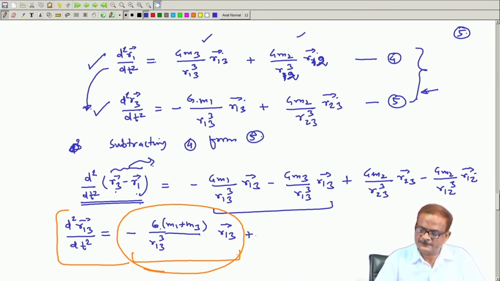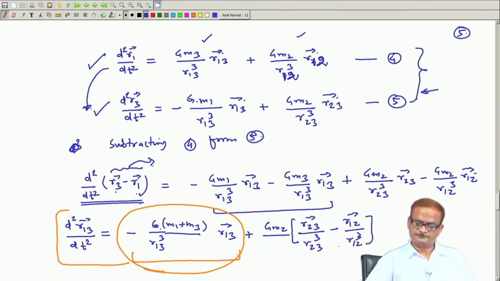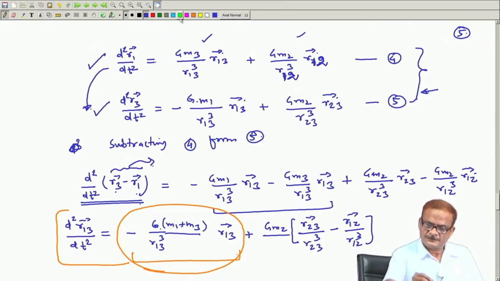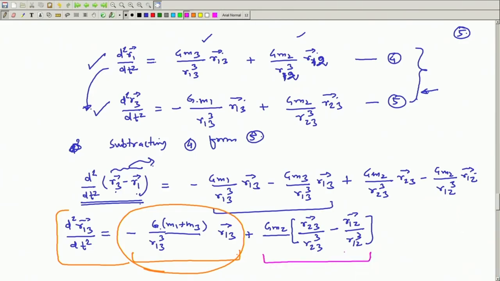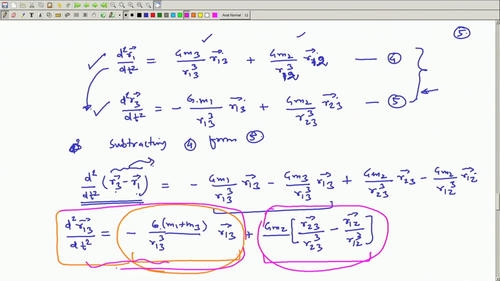But if the other mass is also present, then the situation changes, and then we can write here G m 2 can be taken outside, and r 2 3 divided by r 2 3 whole cube minus r 1 2 divided by r 1 2 whole cube. And with this equation, the extra term which is appearing here, this is the perturbative term. So you have a two particle system here, and the third particle is distorting the motion of these two particles with respect to each other.